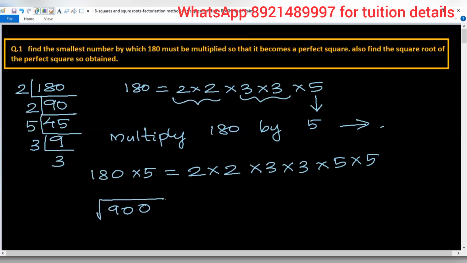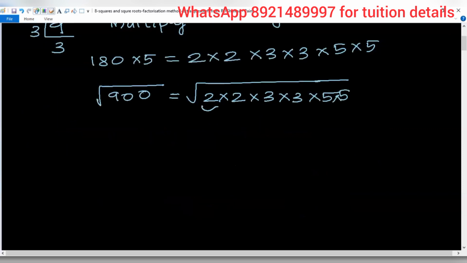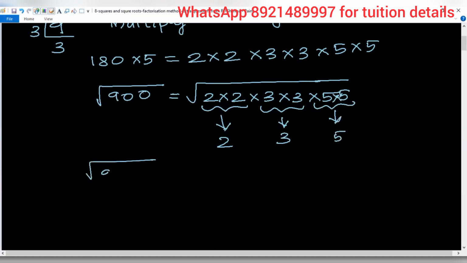Now we can take the square root of 900, which is equal to the square root of 2 into 2, 3 into 3, 5 into 5. From each and every pair, we can take 1 out, right? So here we have a pair of 2, we can take 1, 2 out. Pair of 3, we can take 1, 3 out. Pair of 5, we can take 1, 5 out. So we have the square root of 900 is equal to 2 into 3 into 5, that is 30.